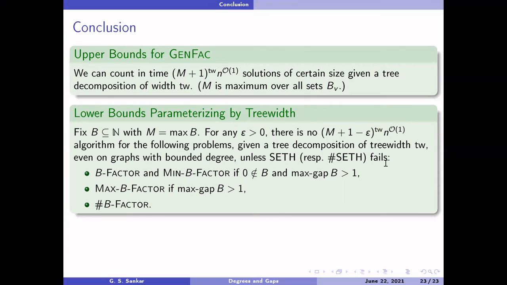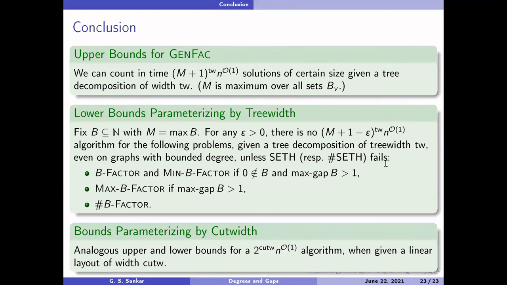And we can also talk about another metric called cutwidth. And we can show that there's a 2 to the cutwidth algorithm, and there's a 2 minus epsilon to the cutwidth lower bound for general factor. And yeah, that brings us to the conclusion. Yeah, thank you.